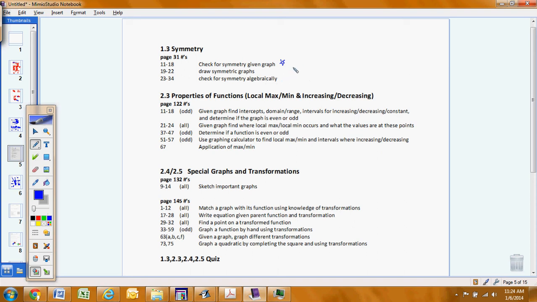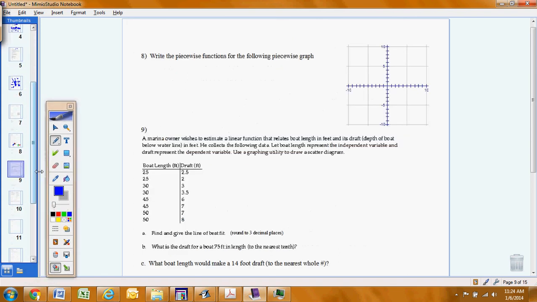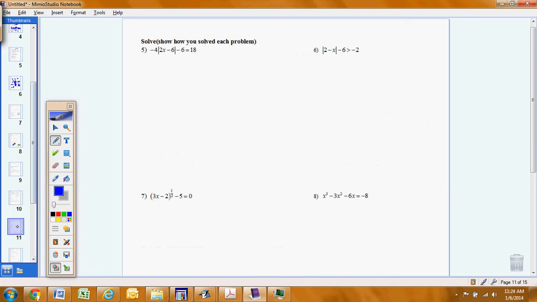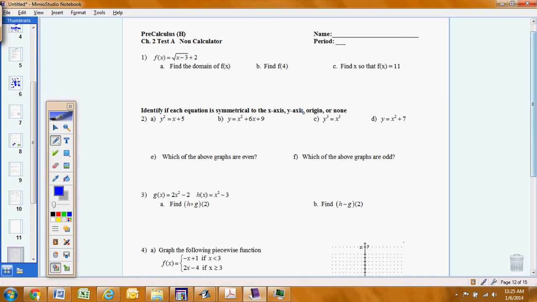See if you remember all the rules for that. So let's see, we have the x-axis. Is something symmetrical to the x-axis? Is something symmetrical to the y-axis? Actually, I might have a problem on a quiz. Let me go see if I can find a problem on a quiz that we can look at. Ooh, even and odd, that's symmetry as well. Here we go. Determine if each is symmetrical. So here's one of the versions of the test. Determine whether it is symmetrical to the x-axis, the y-axis, the origin, or none.